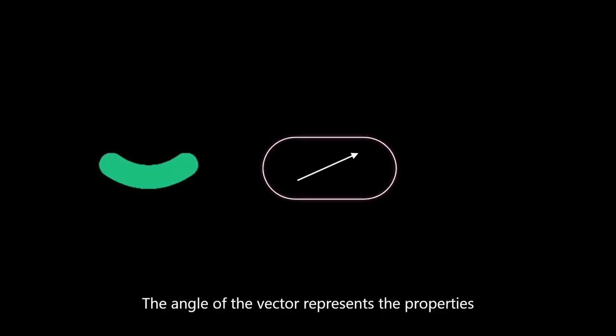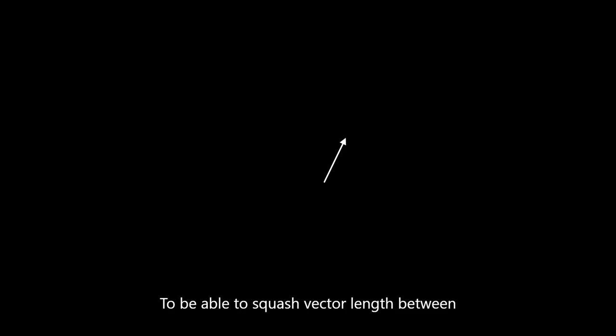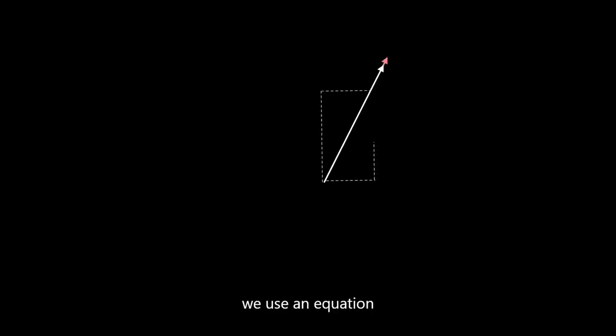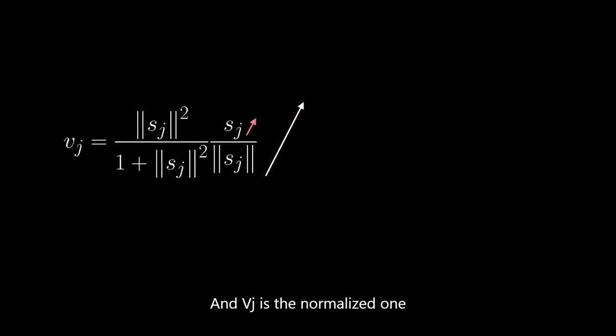The angle of the vector represents the properties of the entity, like position, etc. And if the entity hardly exists, the vector length goes from 1 to near 0. Otherwise, the closer the vector length is to 1, the higher the probability of existence. To be able to squash the vector length between 0 and 1, we use an equation. Sj is the unnormalized vector, and Vj is the normalized one.